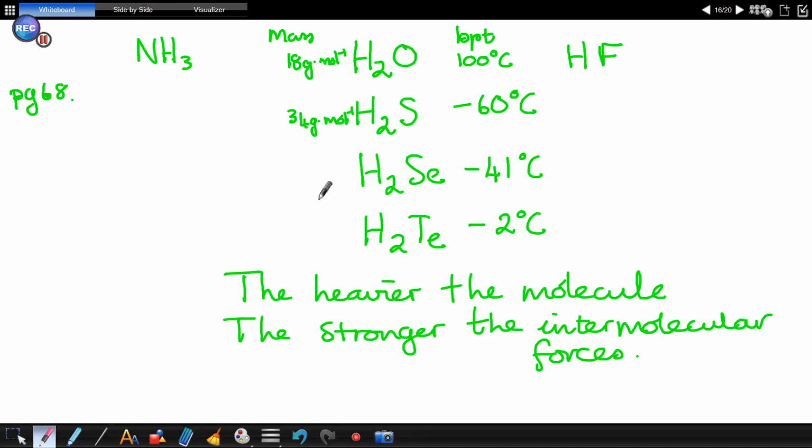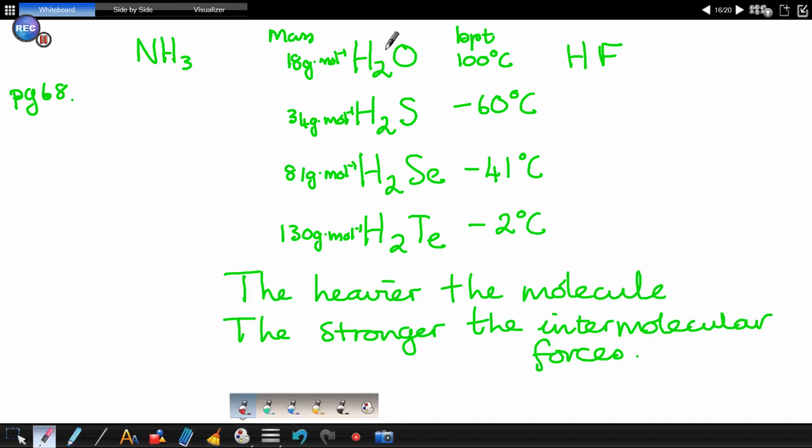What's the molar mass of hydrogen selenide? 81. And hydrogen telluride? 130 grams per mole. Now, with an increase in molar mass, the boiling point should get higher. It's not happening. Water is an exception.